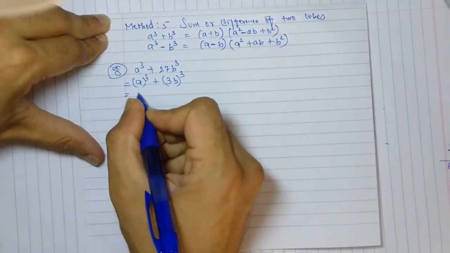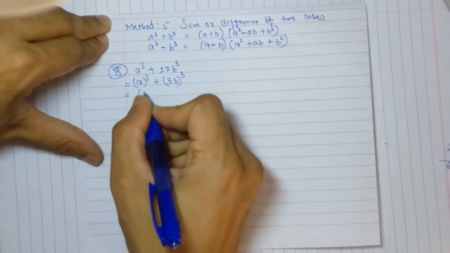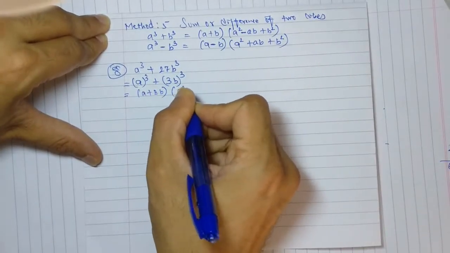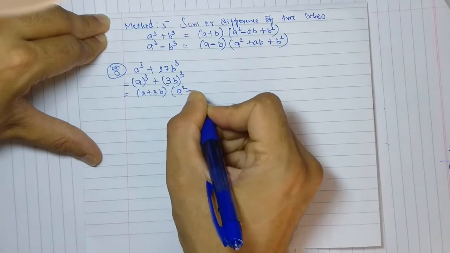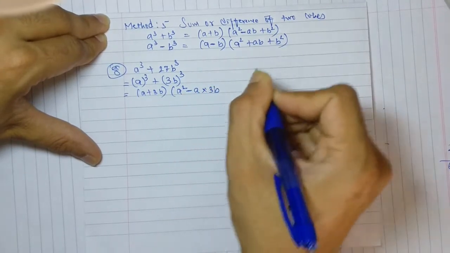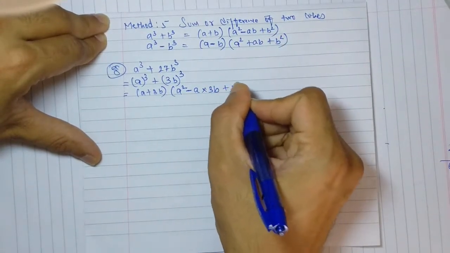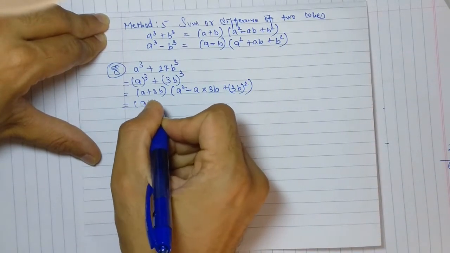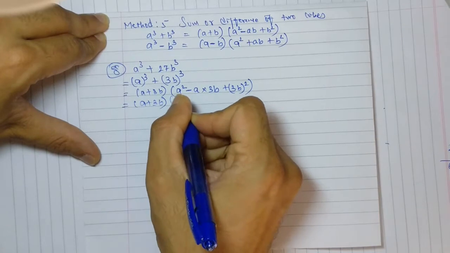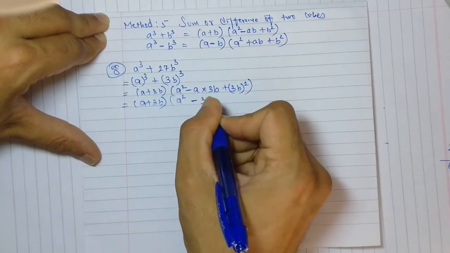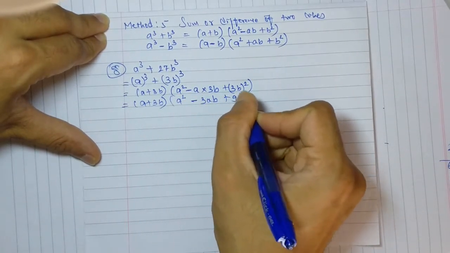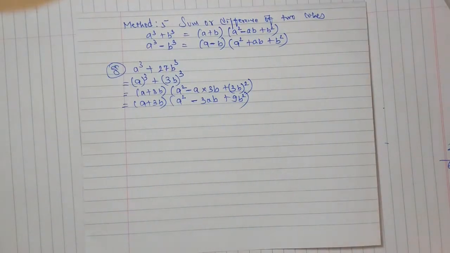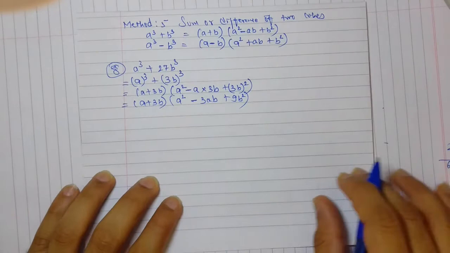So it will become a plus b, that is a plus 3b, bracket a square minus ab, that is minus a into 3b, plus b square, that is plus 3b the whole square. So a plus 3b, bracket a square minus 3ab plus 9b square. So that's your factorization, very simple. Let's do the second one.